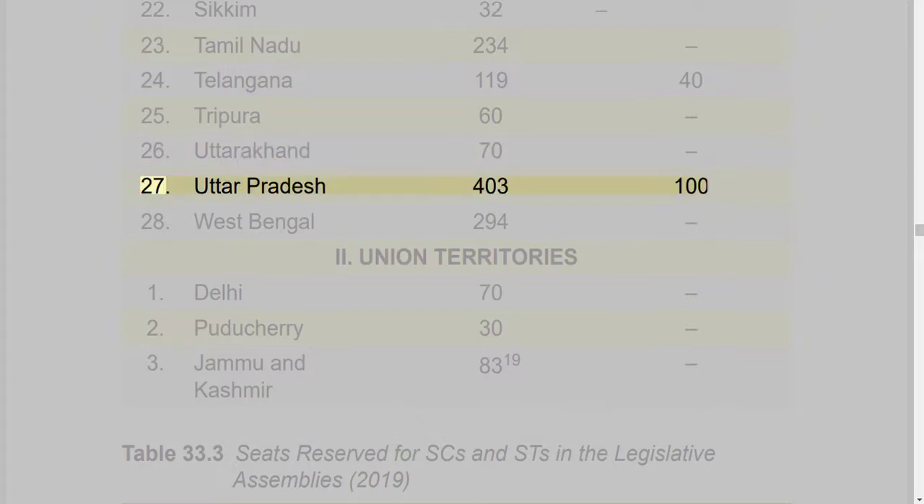26. Uttarakhand 70. 27. Uttar Pradesh 403, 100. 28. West Bengal 294. II. Union Territories. 1. Delhi 70. 2. Puducherry 30. 3. Jammu and Kashmir 83.